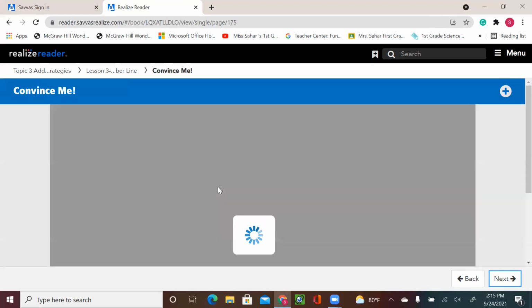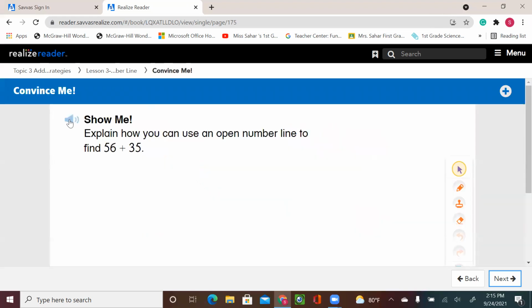Okay, let's see the guided practice we have. Explain how you can use an open number line to find 56 plus 35. If I have the open line and I draw, oops, that's not a straight line. Try to make a straight line. Okay, and I come here for 56.